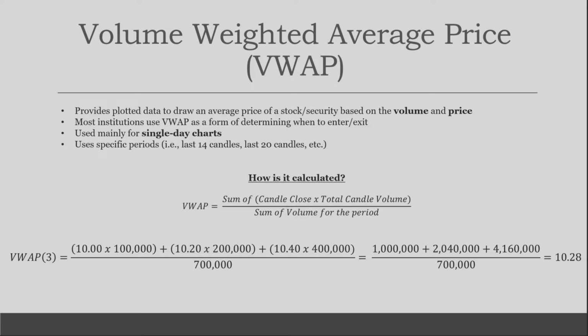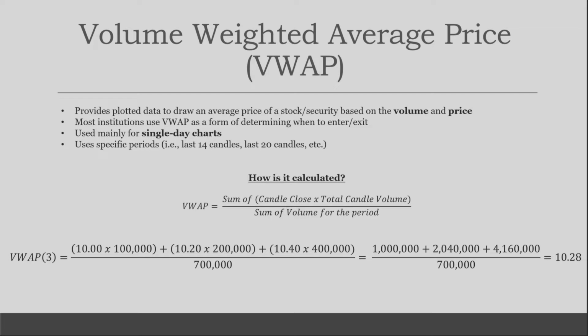The VWAP is calculated by taking the sum of the candle close and multiplying it by the total candle volume. Of course, this is based on the period. If it is a VWAP 14, for example, it would take the sum of 14 candle closes and multiply it by the sum of 14 total candle volumes. This is then divided by the sum of the volume for that entire period. Let's have a look at an example.